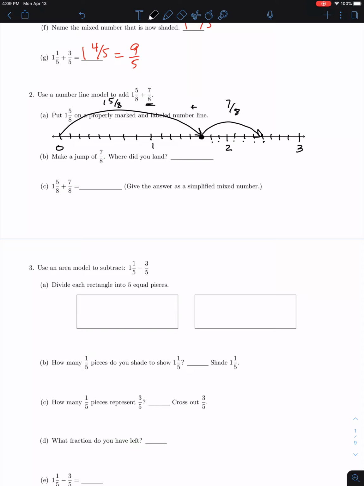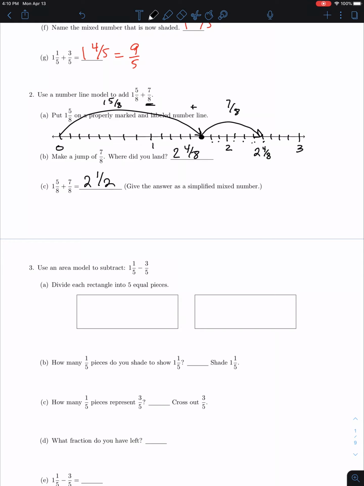So whatever number this is going to be our final answer. So let's count. So we get 2 1/8, 2 2/8, 2 3/8, 2 4/8 is where we ended up landing. But if you notice, the 4/8 we can reduce down to 1/2. So our final answer for this guy is going to be 2 1/2. All right. Does that make sense for everybody?